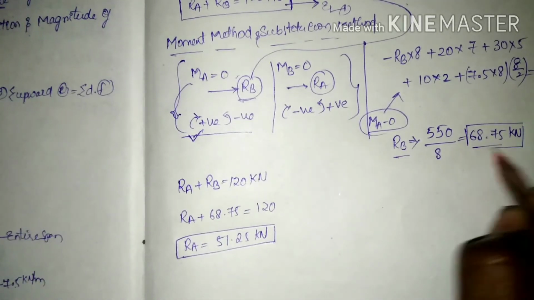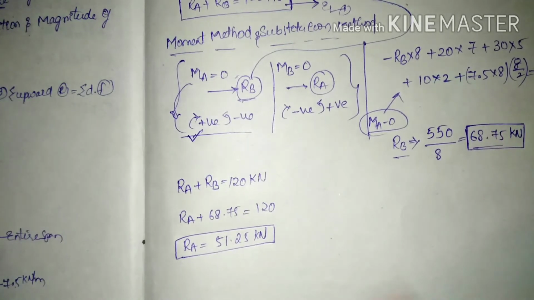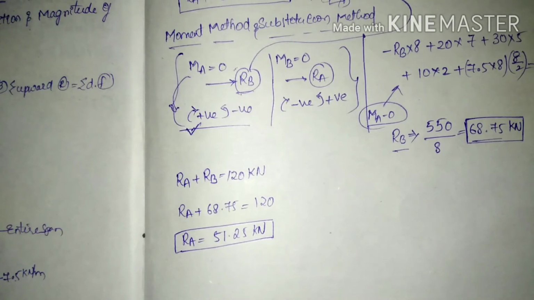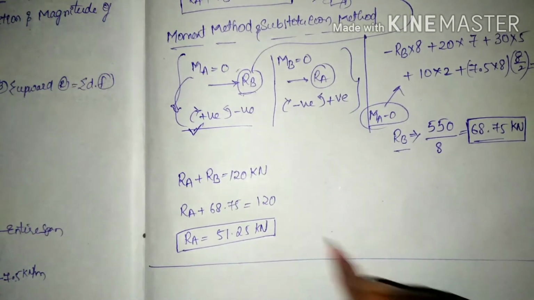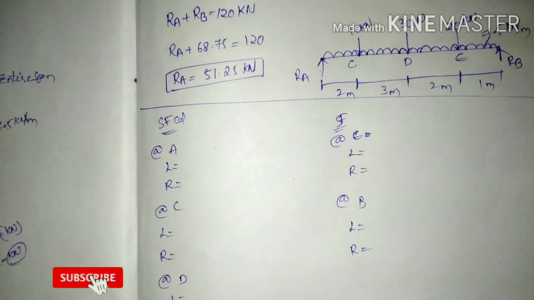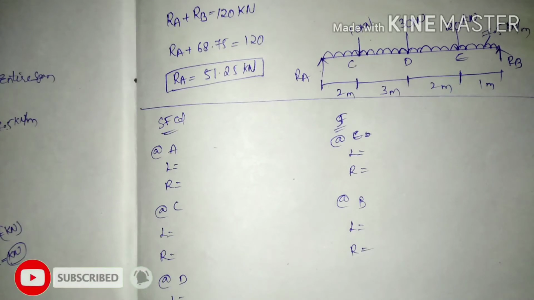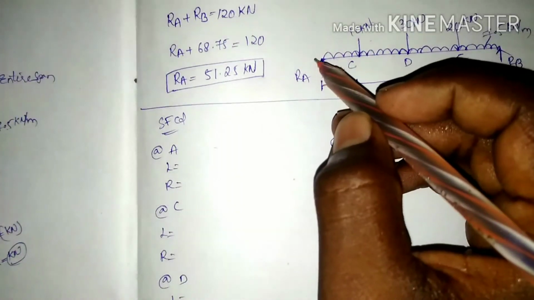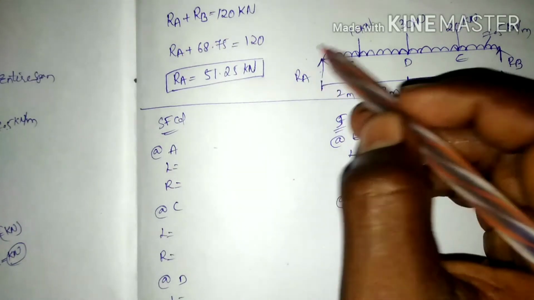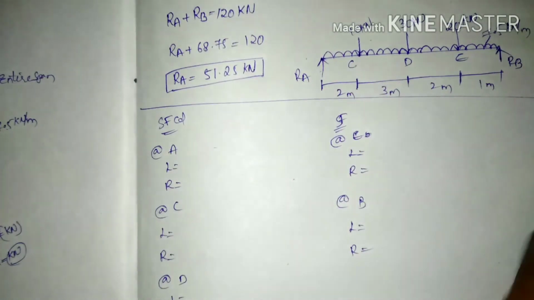From these individual values of RA and RB, we are going to see the shear force calculation and bending moment calculations. Let us have the shear force calculations. For the shear force calculation, we have to take, for each and every support and point, the left and the right of the supports and points, because there will be changes which occur just left and just right of the supports. So we are going to take it like this.